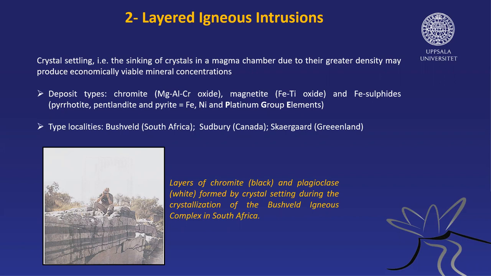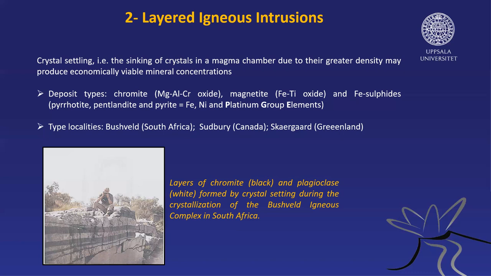And usually we have formation of chromite layers. That's magnesium, aluminium, chromium oxide. We have formation of magnetite layers. That's an iron titanium oxide. And we have formation of iron sulfides. Among them, we have pyrrhotites, pentlandites, and pyrites. And they also contain nickel and platinum group elements. So that is interesting, in particular, for the PGEs.